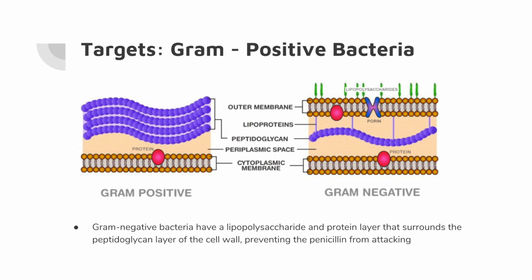Beta-lactam antibiotics are also the most widely used group of antibiotics. Penicillin targets specifically gram-positive bacteria. This is because gram-negative bacteria have lipopolysaccharide and protein layers that surround the peptidoglycan layer of the cell wall, which prevents the penicillin from attacking. Further research has allowed some penicillin to attack some gram-negative bacteria, but that research is still in development.